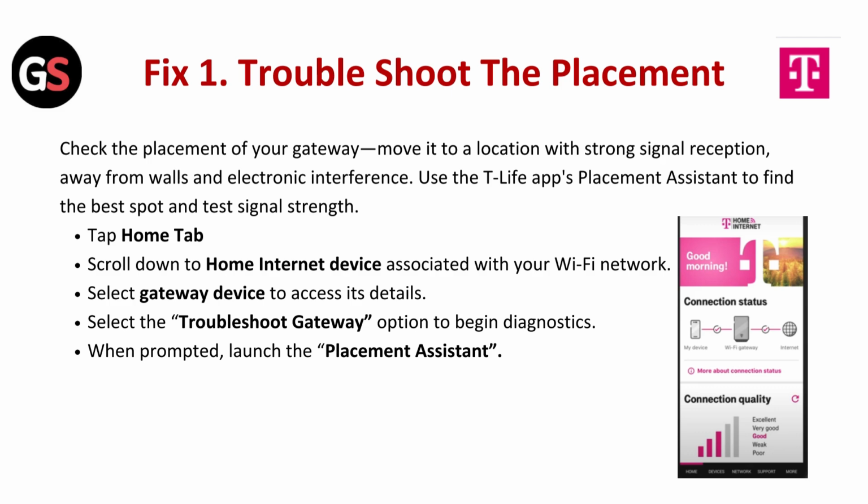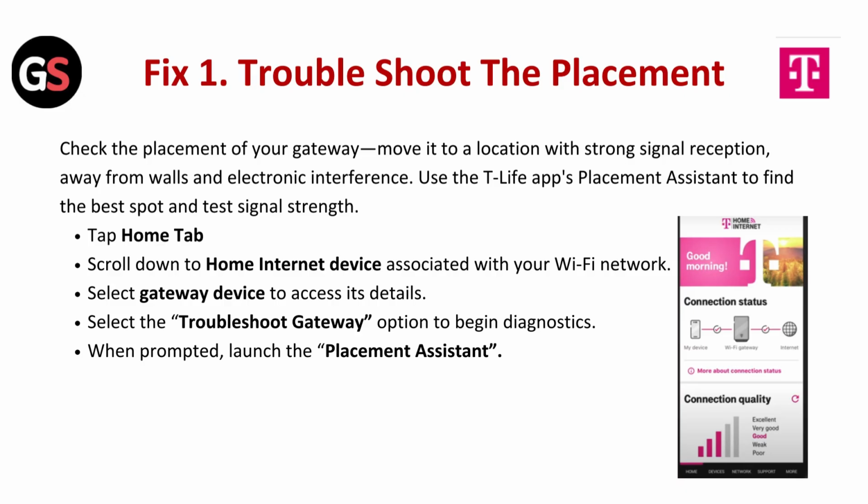Fix 1. Troubleshoot the placement. Check the placement of your gateway and move it to a location with strong signal reception, away from walls and electronic interference. Use the T-Life app placement assistant to find the best spot and test signal strength.